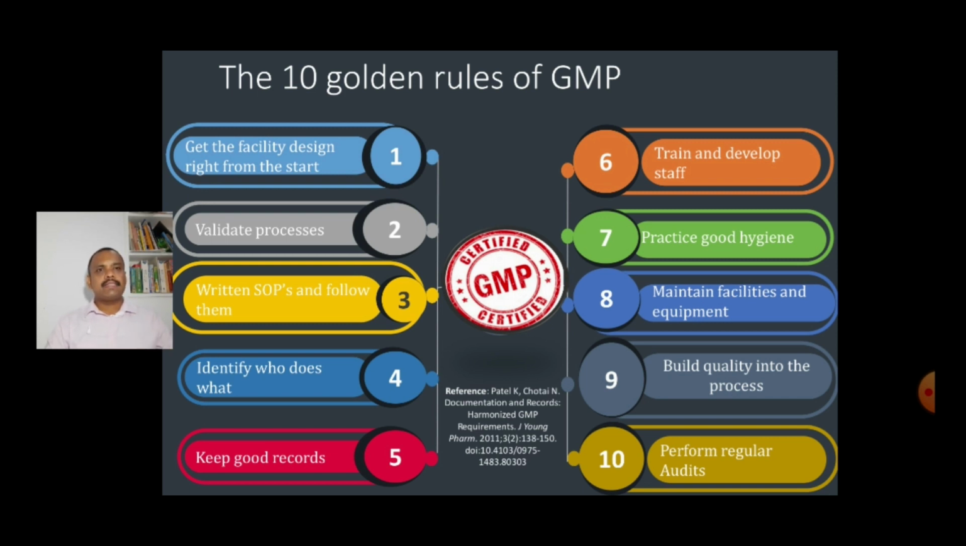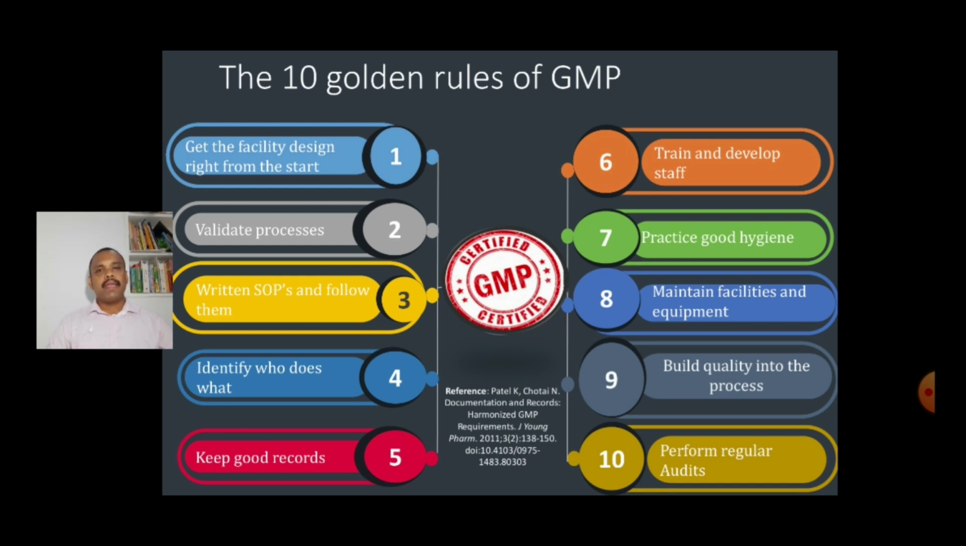The sixth principle is train and develop the staff. So continuous training is required. We have seen that lots of changes are happening in the industry. Day by day, the industry and the regulations are changing. So what we need is more competent people to work in the industry. How can we make them more competent? By giving them training in the latest information. So training and development of the staff is very much essential.